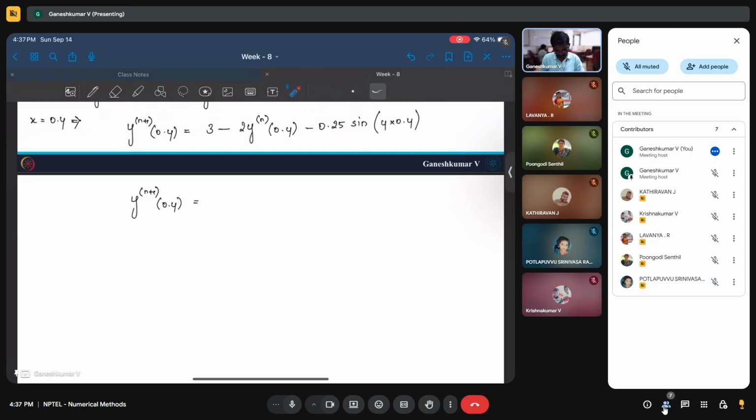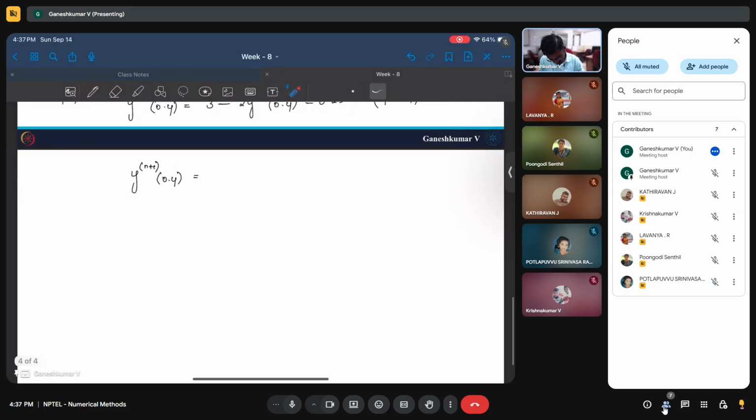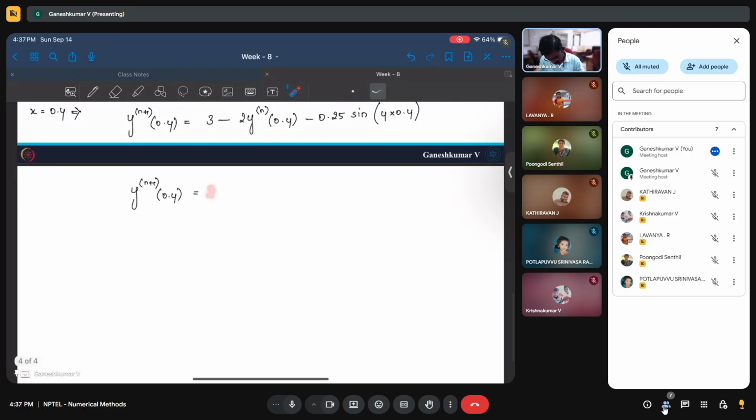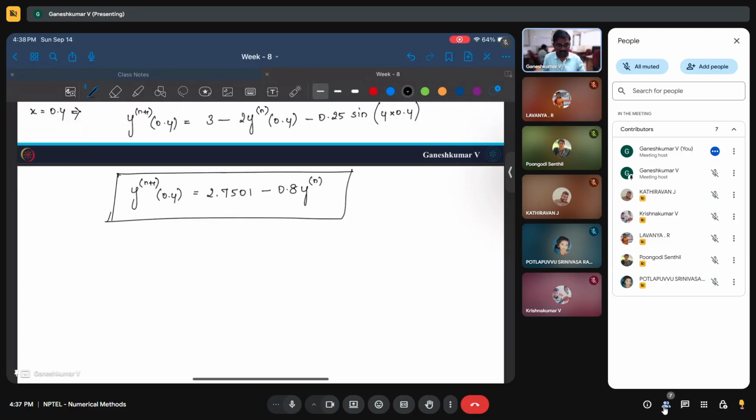2.253. So this is coming out to be 2.7501 minus 0.8 y at previous iteration value. Okay, this is our iterative function. We haven't begun iteration, we just evaluated the integral. Now we need to do iteration for this function.